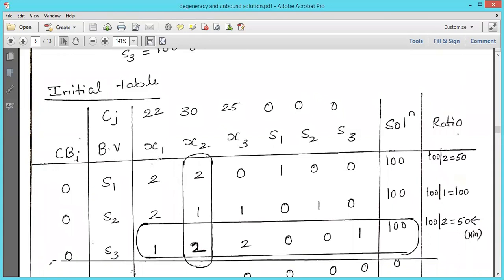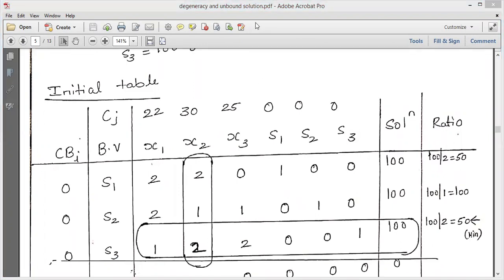Now in the objective function we have all these variables, that is x1, x2, x3, s1, s2, s3, and the value of x1 is 22, value of x2 is 30, value of x3 is 25, s1, s2, s3 are 0, and the basic variables are s1, s2, s3. All these are the first constant values, all these are the second constant values, and all these are the third constant values.